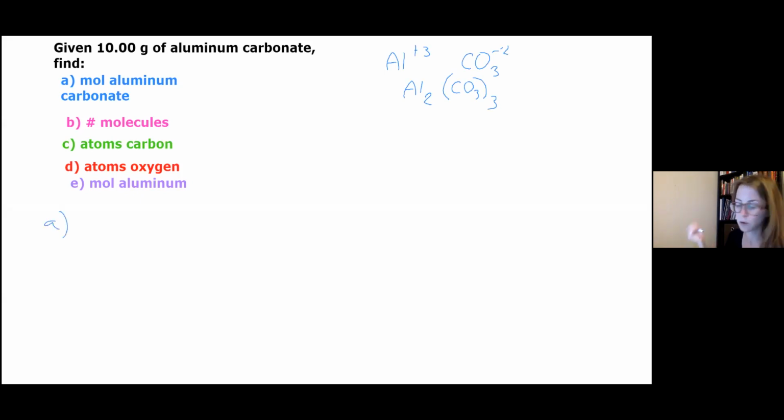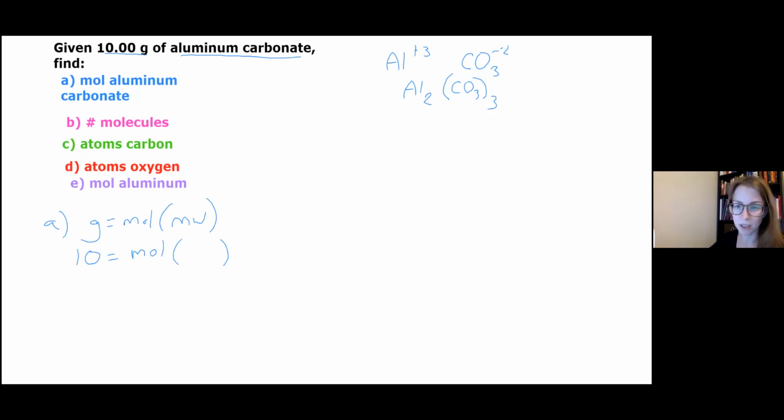Part A, they want moles of aluminum carbonate. Well, we have the grams of aluminum carbonate. We want the moles of aluminum carbonate. So we just use grams equals moles times molecular weight. I can plug the 10 grams in. I'm leaving off the 0.00 because that doesn't change the value. I'm solving for moles and I need the molecular weight of aluminum carbonate.